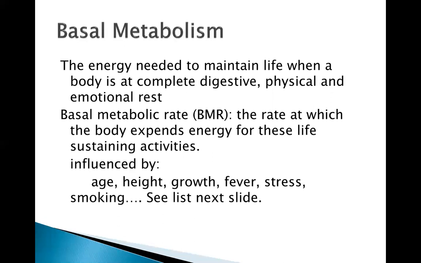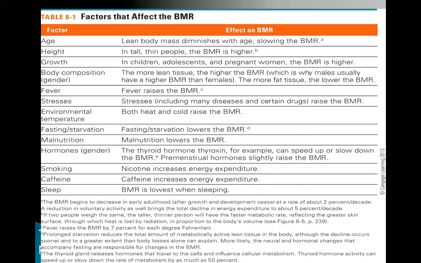Basal metabolic rate can vary based on many factors, and I have these factors coming up on the next page. There are certain factors that increase basal metabolic rate and certain factors that decrease it. In general, age slows basal metabolic rate, and so infants are actually some of the highest metabolizers, meaning infants burn more calories than any other age group because they're growing so rapidly.